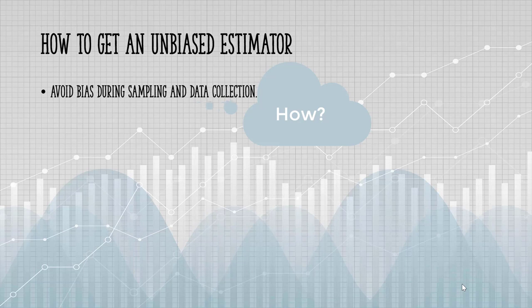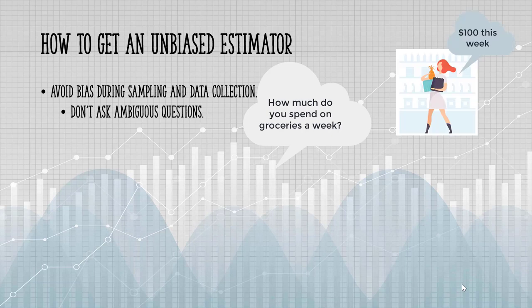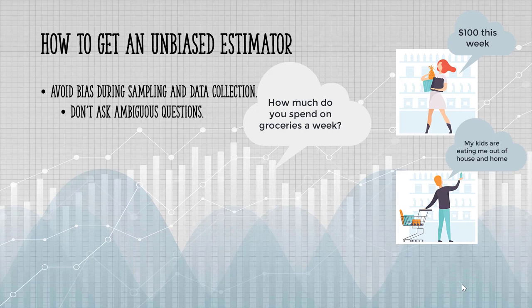For example, were your questions unbiased? An ambiguous question like, how much do you spend on groceries a week, might seem simple enough, but some people could take this to mean, how much did you spend this week on groceries? If it's the middle of the month, people might spend less. Or they might take it to mean, how much money did you spend on your household groceries this week? Be clear that you're asking per person and not per household.